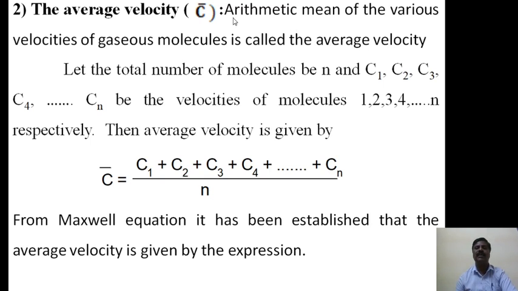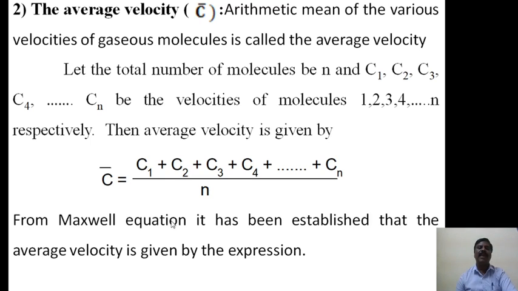Therefore, how is it determined? For that, we let the total number of molecules be n in a particular gas, and C1, C2, C3 up to Cn be the individual velocities of molecules 1, 2, 3, etc. up to n respectively. Then average velocity is given by C average or C bar equal to C1 plus C2 plus C3 up to plus Cn, whole divided by total number of molecules. We will get the average velocity.